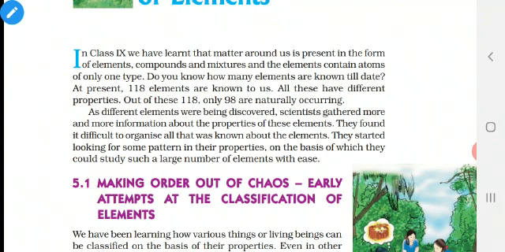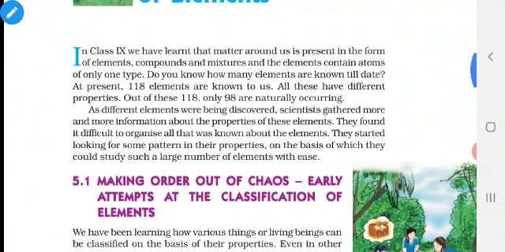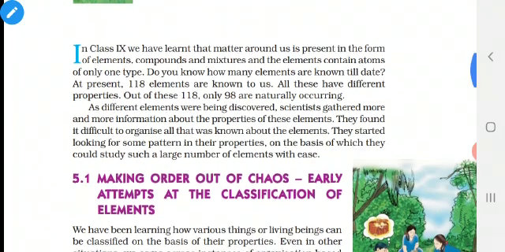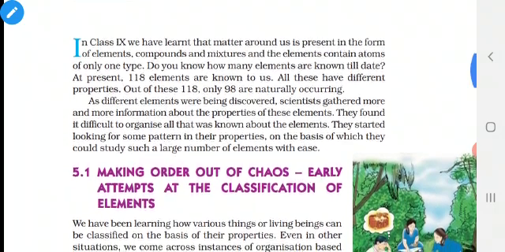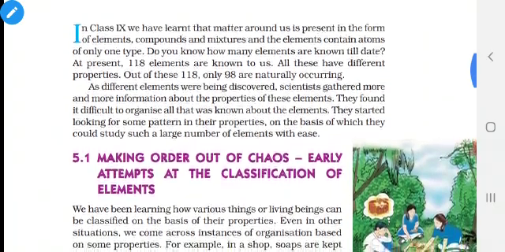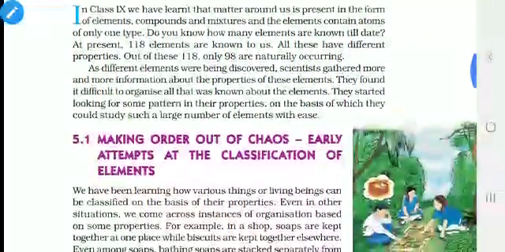So you have learned the difference between elements, compounds and mixtures in your earlier classes itself, isn't it? Now come to the elements. At present, 118 elements are discovered and known to us. How many elements? 118. See your book. 118 elements are known to us.